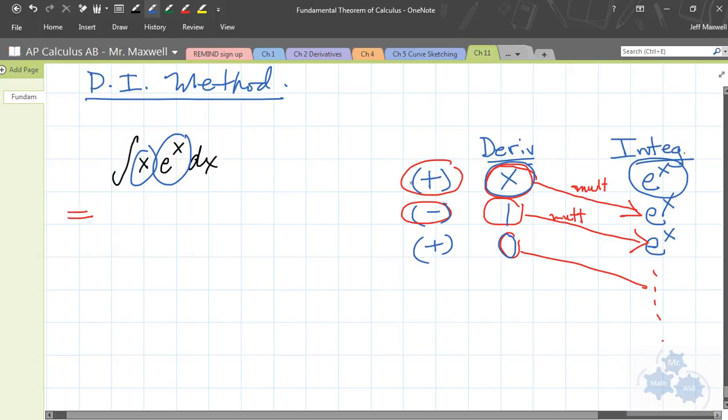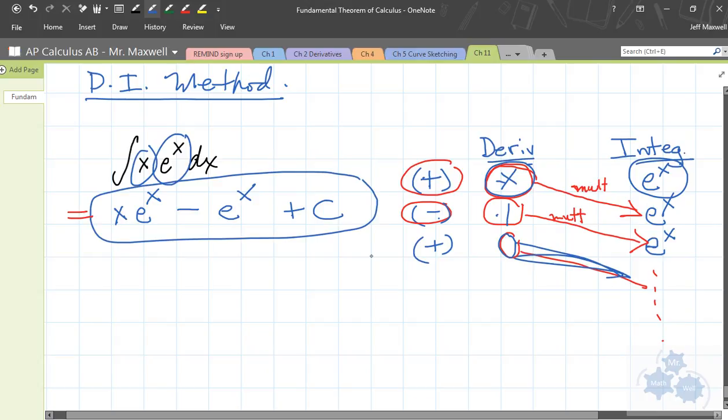And watch this. Positive x times e to the x is x e to the x. The next row, negative 1 times e to the x. That becomes a minus 1 times e to the x, which is just e to the x. And because we have a 0 next, that means we are done. We add c. You're done. Isn't that exciting?